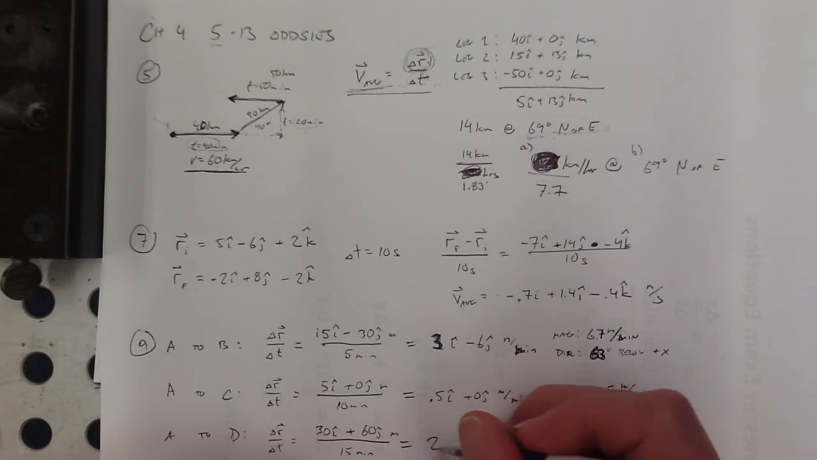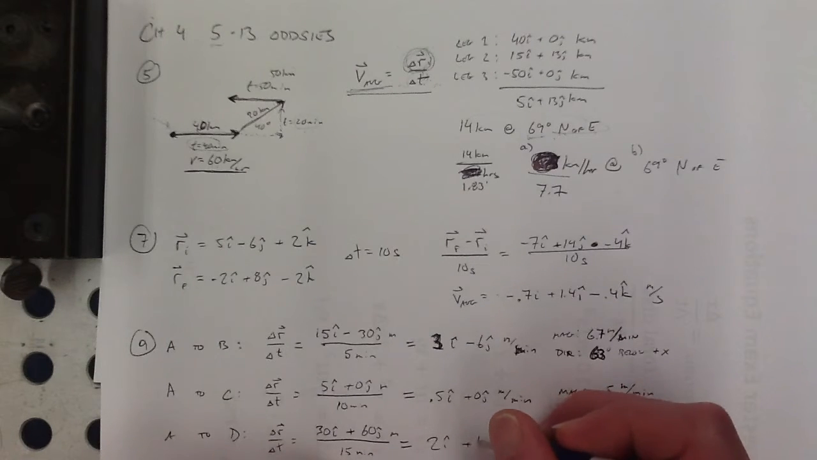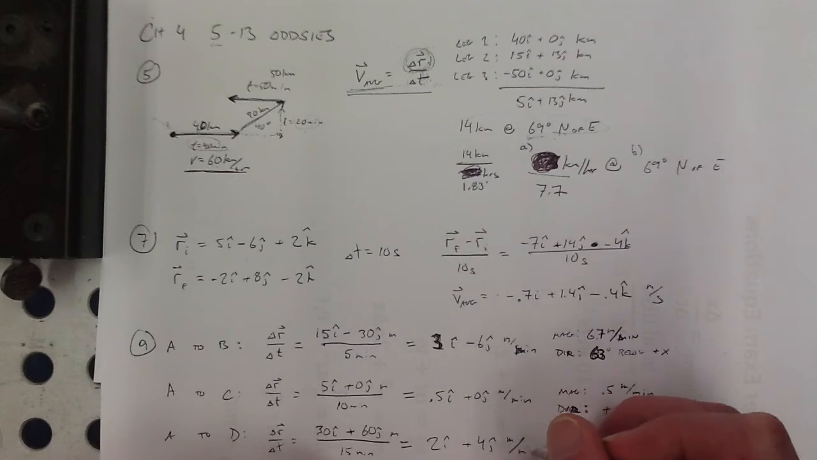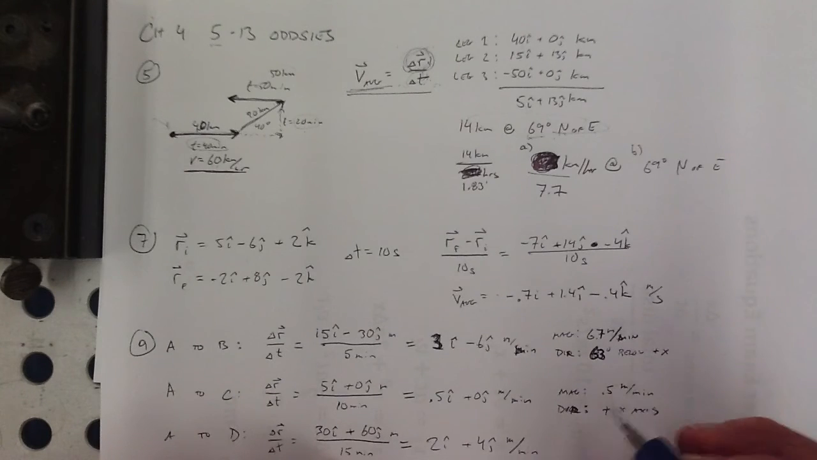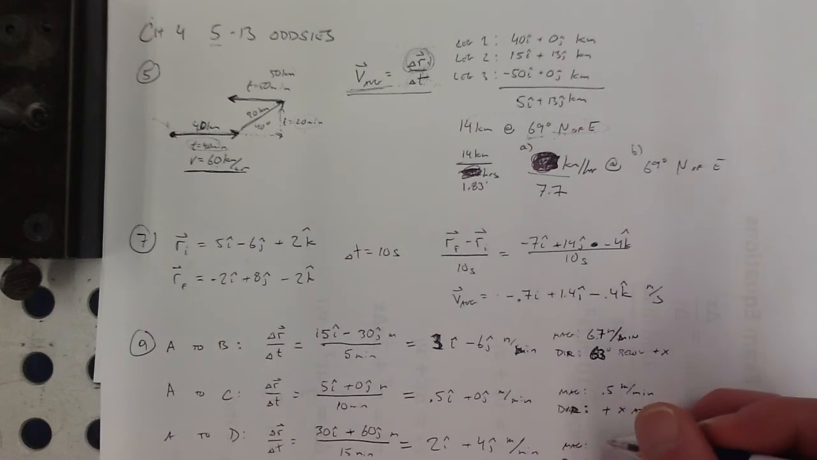And let's see, so it's 2I plus 4J meters per minute. And I think this is going to be in the middle of these in terms of magnitude, so I don't think this is one of the ones we have to report, but let's just do this anyway. Magnitude is, let's see, 16, was square root of 20. About 4.5 meters per minute.